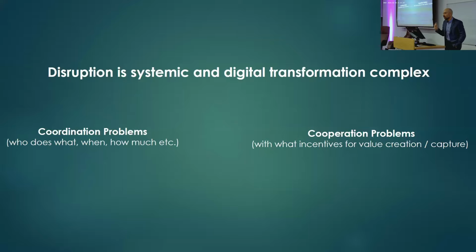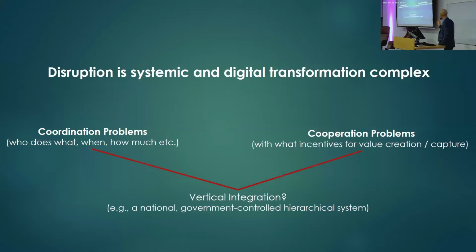And these create complex problems of coordination on the one hand, right? So who does what, when, and in what quantities, but also problems of cooperation. What kind of incentives do you provide to these different actors in order to innovate and to create and capture value? And the classical remedy to problems of complex coordination and cooperation is vertical integration, right? Especially on the supply side, right? If you control the supply side hierarchically, right, then you make sure that you manage risks. And you also make sure that you manage possibilities of one actor or a group of actors taking advantage of others.